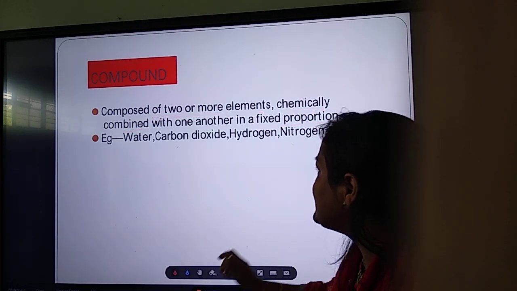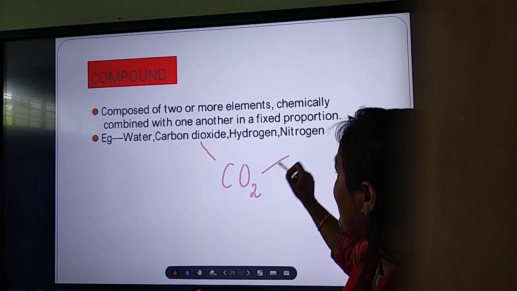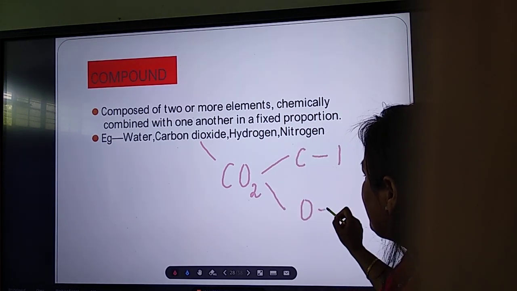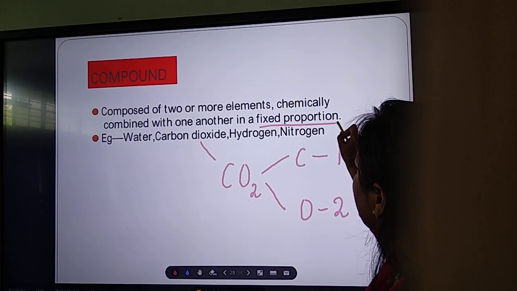The next, let us say carbon dioxide. The formula is CO2. How many atoms of carbon? 1 atom of carbon. How many atoms of oxygen? 2 atoms. Meaning they combine in a ratio of 1:2. This is what fixed proportion means.